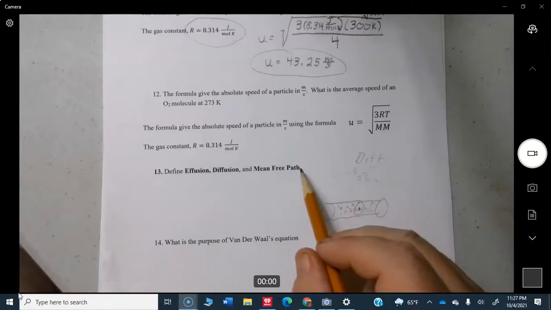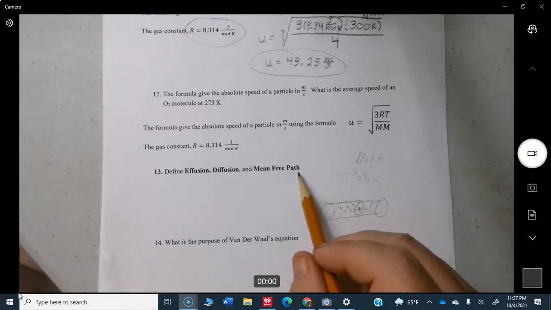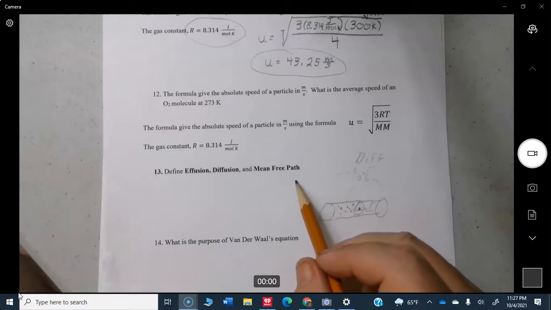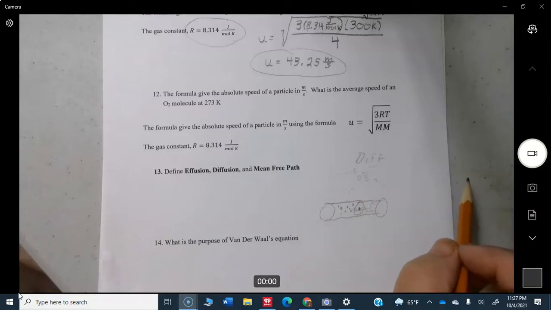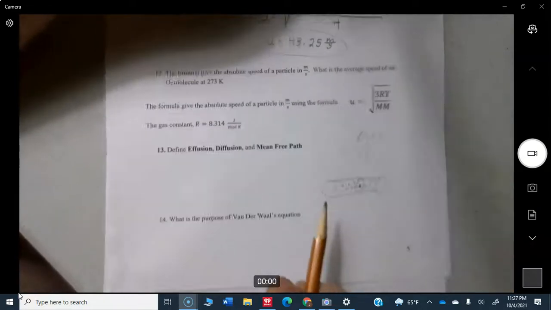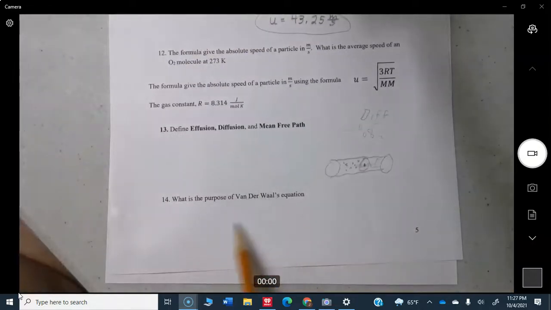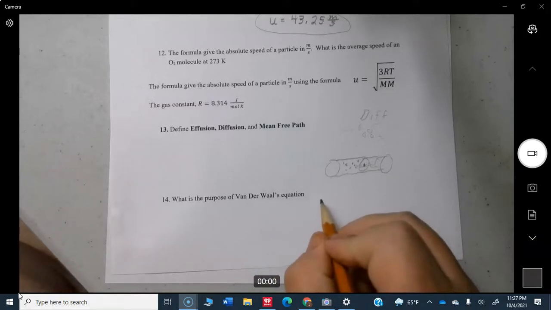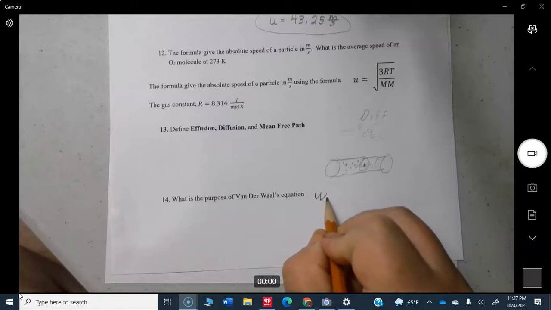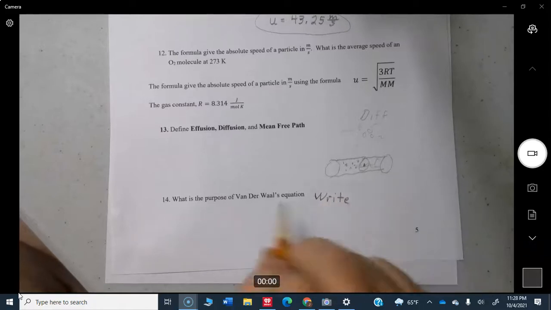Mean free path is the average distance between particles before they collide with each other. So it's a function of their pressure, among other things, and temperature and things like that. Okay. Purpose of van der Waals is on the sheet. It's basically, what if a gas is not ideal, and most gases we deal with in the real world are not. So it adds correction factors for PV equals nRT. So I'm going to ask you to write it. Go ahead and write the equation as well.